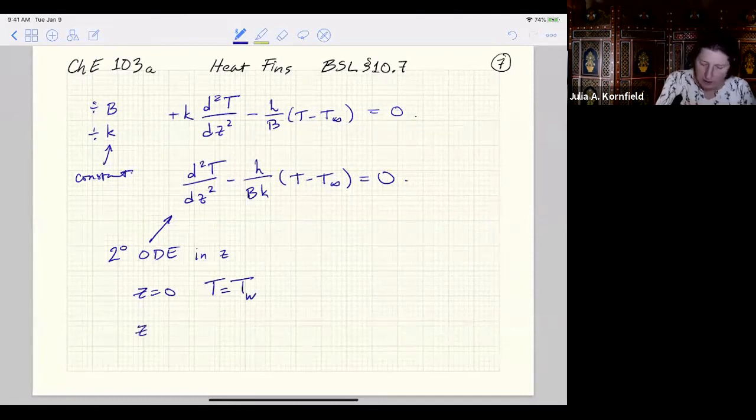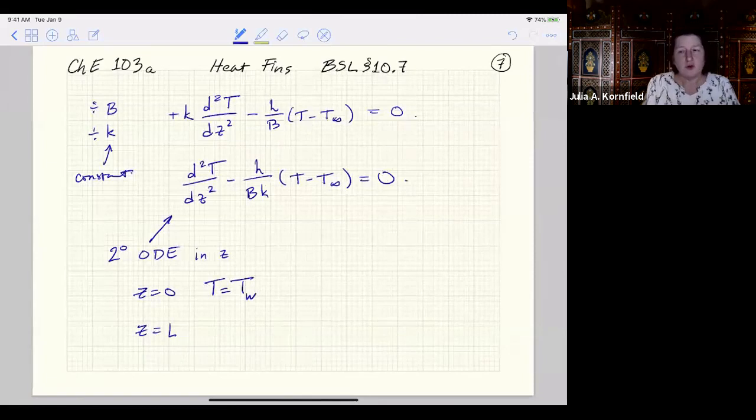And at z equals L, you usually don't have a specified temperature. The only case in which you would have specified temperature is if you deliberately made the fin really long and the temperature at the end agrees with T infinity, but you would never want to do that because it's very wasteful. The other possibility is to go ahead and apply Newton's law of cooling like you did on the top and bottom surfaces, and apply that also to the tip of the fin, the far away edge.